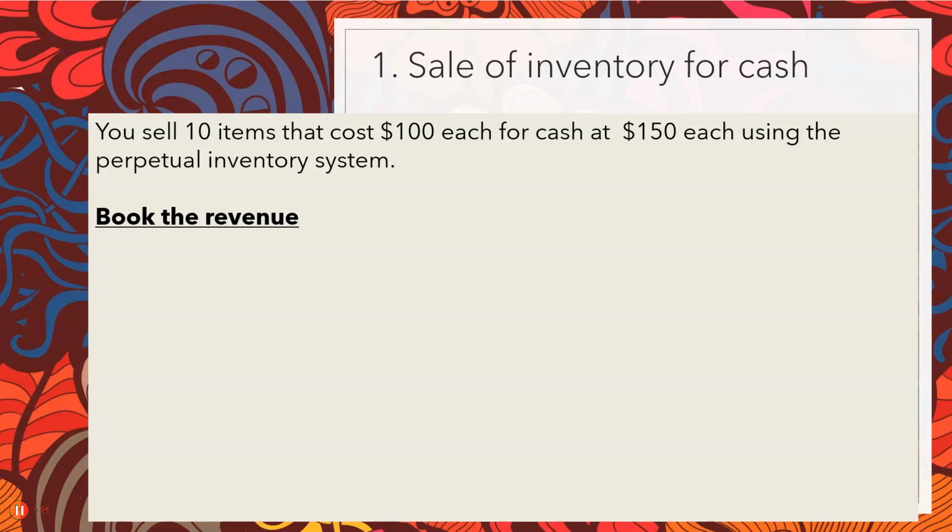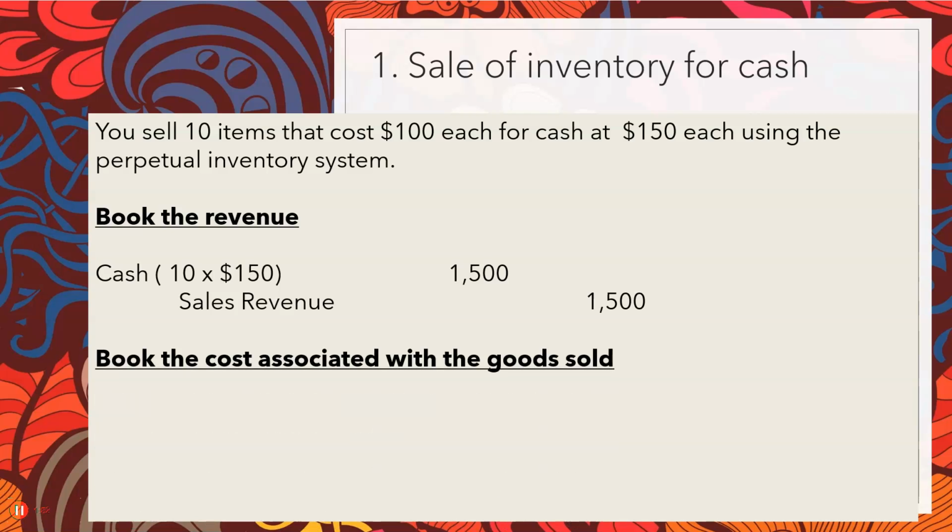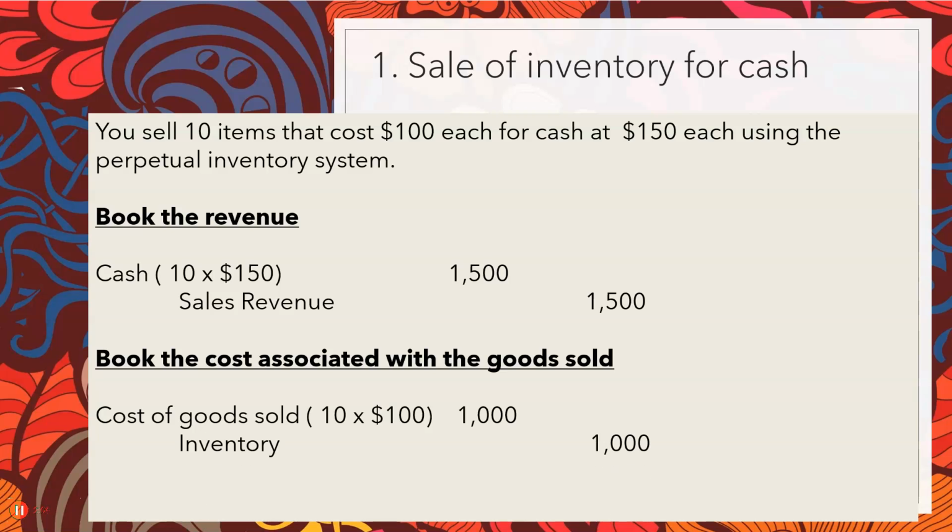Now, what if you sell something for cash and there's 10 items? So what you want to do first, particularly since this is a perpetual inventory system, is book the revenue. And the cash would be 10 times 150 because we said these were cash sales. And the offset would be sales revenue. Now remember, you still have to book the cost because of the matching principle. You have to match the expenses and the revenues. So cost of goods sold, again, is an expense account. That's going to go on the income statement. And then we're going to reduce our inventory.